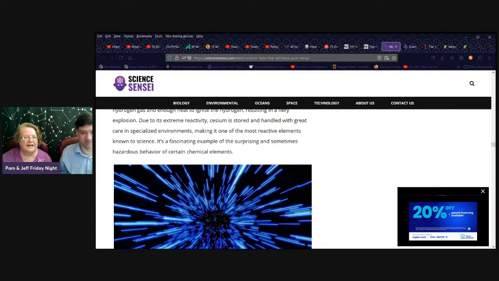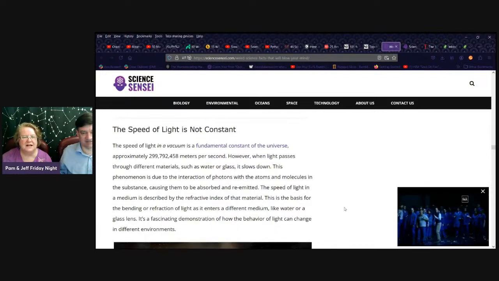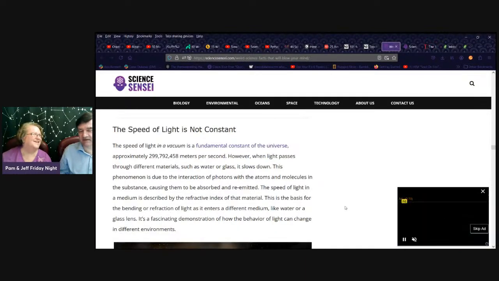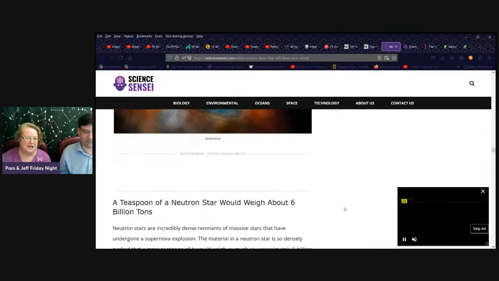Stored and handled with great care. Yes. Basically in oil. Oh, what's that? The speed of light is not constant. What? Yeah. No. It's fastest in a vacuum and slower depending on the medium that it's going through. Yes, yes. All right. And I guess they do talk about black holes in there, right?